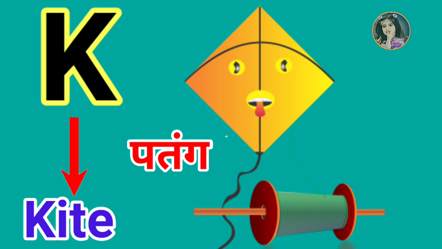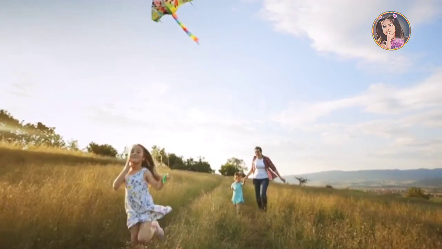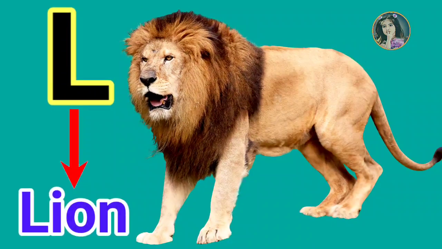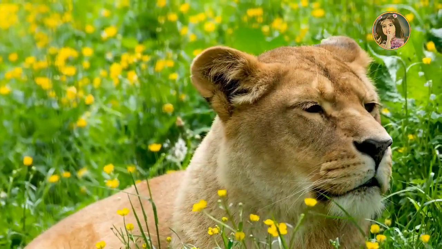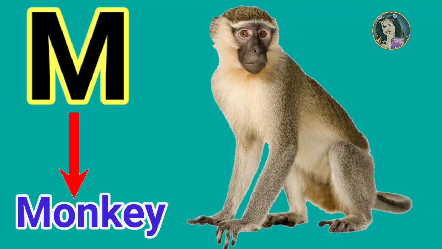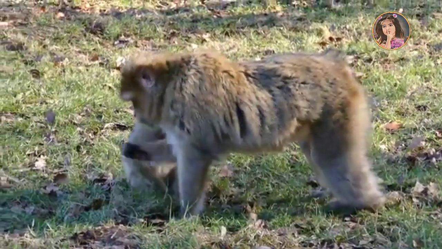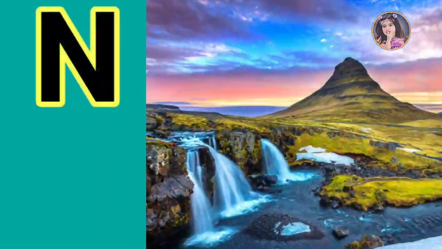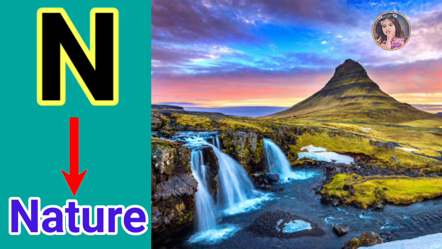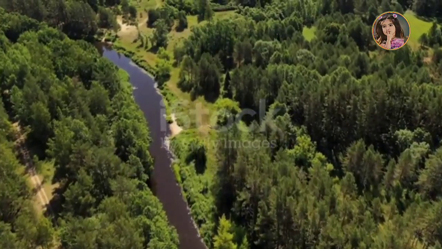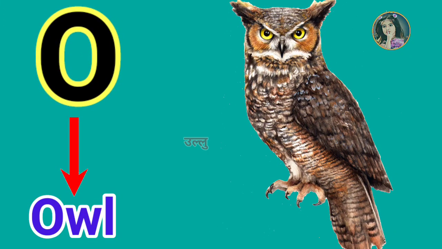K for kite. Kite means patang. L for lion. Lion means शेर. M for monkey. Monkey means bandar. N for nature. Nature means prakriti. O for owl. Owl means ullu.